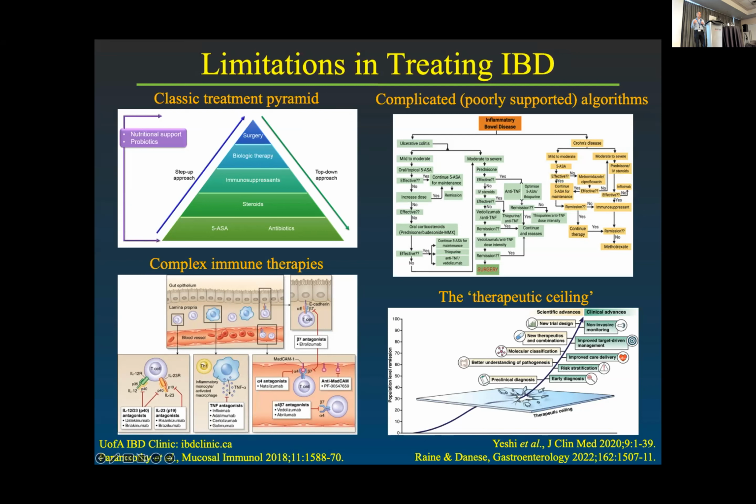But our ability to decide what to use when, and I'm just showing an example of an algorithm on the top right that tries to identify what we do with a patient, is a huge challenge for us. And we're learning this and changing this all the time. And this is, again, a huge area of need where we need help. On the bottom right, what you can see is what's called the therapeutic ceiling, which remains, I think, a representation of the limitations of what we're able to do right now.